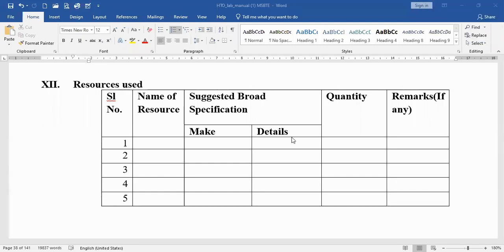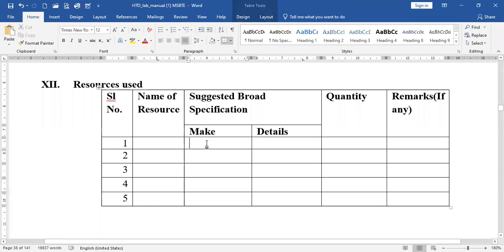So after learning about the actual experimental setup and the points involved under this setup, we have to write the resources which were actually used by you or the students, because the resources may be different. Whatever resources are available for this natural convection experimental setup, you have to write here the company and their details, and the quantity available for this purpose.